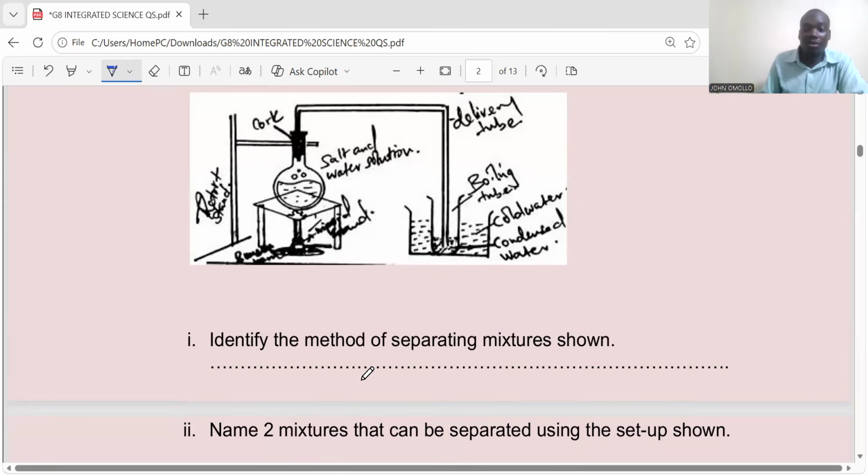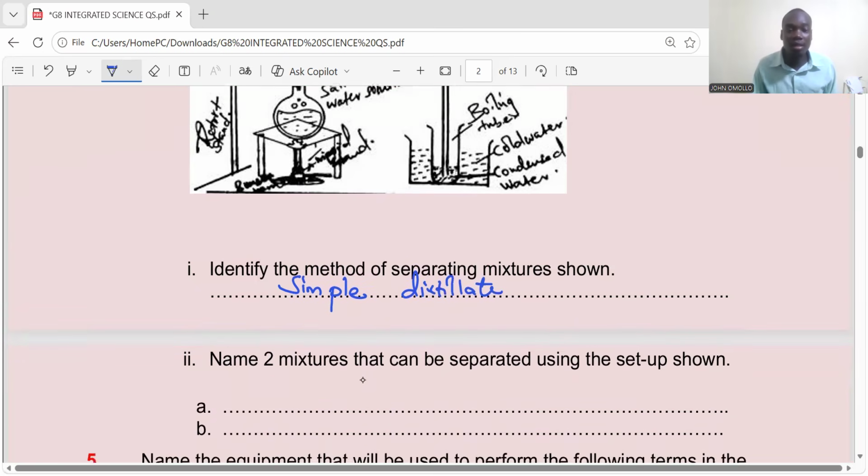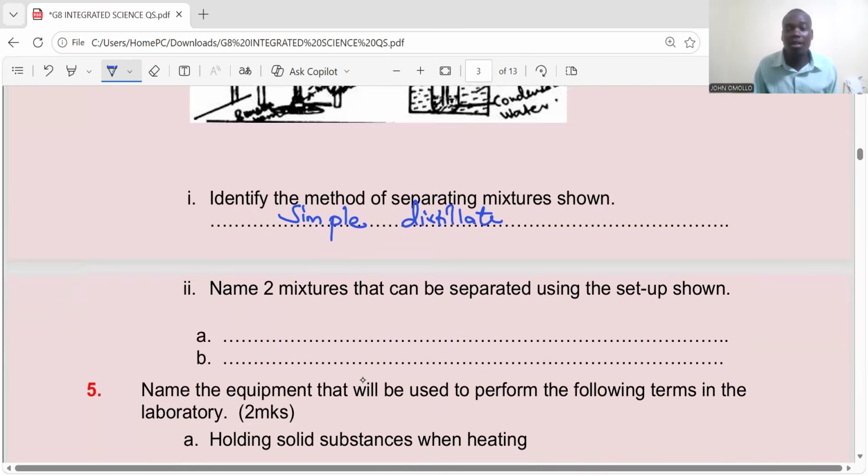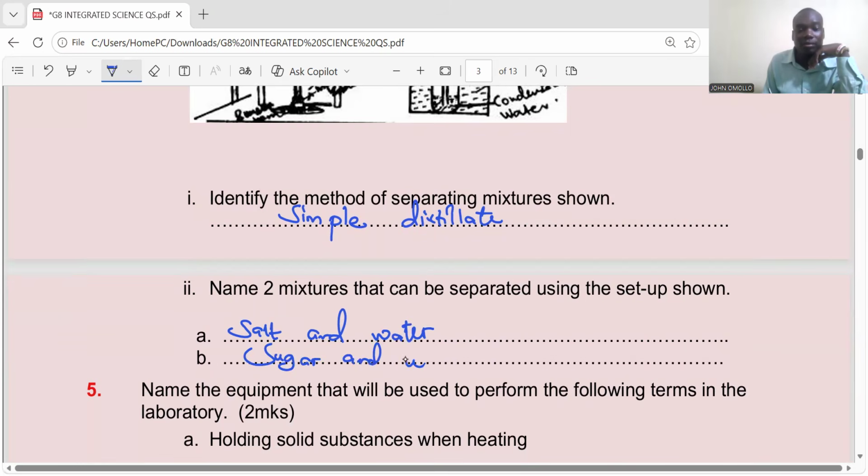Identify the method of separating mixtures shown. So this method is called simple distillation. Whatever is being cooled here is called a distillate. Name two mixtures that can be separated using the setup. So number one mixture is already there, salt and water, and sugar and water. Those are some of the mixtures that can be separated using the setup.